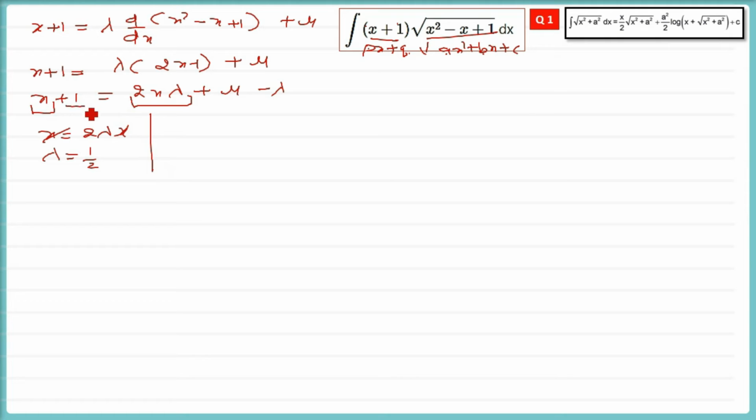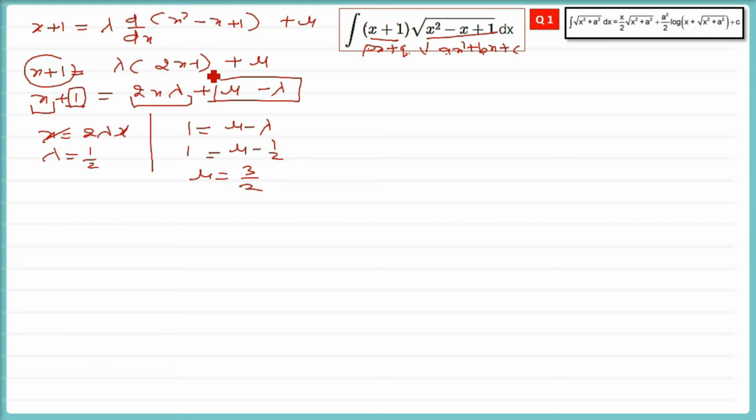In the second part, we have to equate the similar terms. So the constant is mu minus lambda, and it will be equated to 1. Lambda is already computed, which is half. So 1 will be equal to mu minus half. Mu will be equal to 1 plus half, which is 3 by 2. Lambda and mu are computed now.